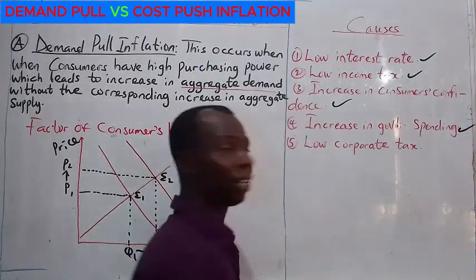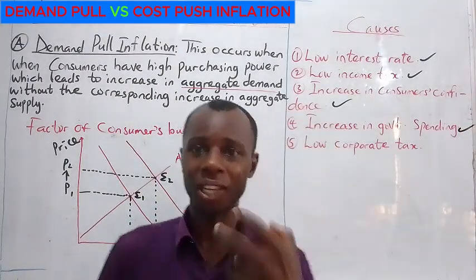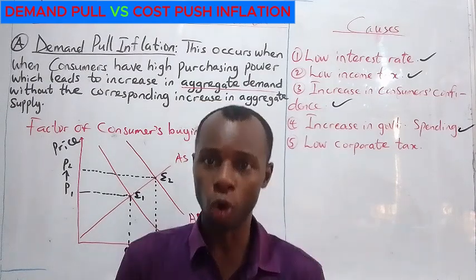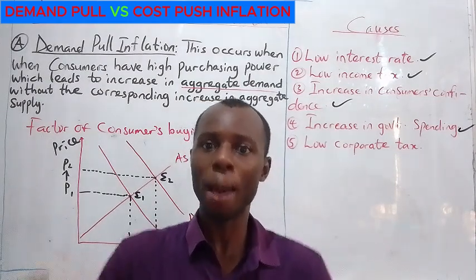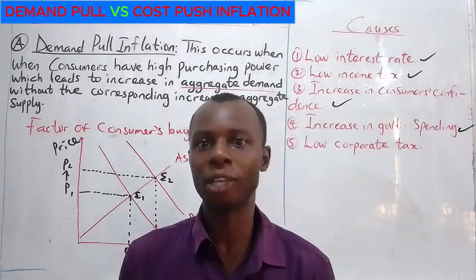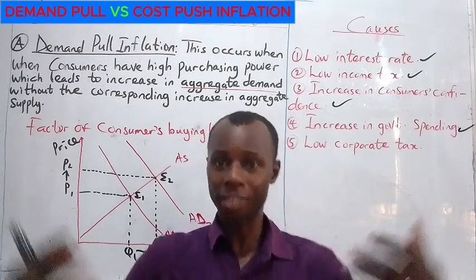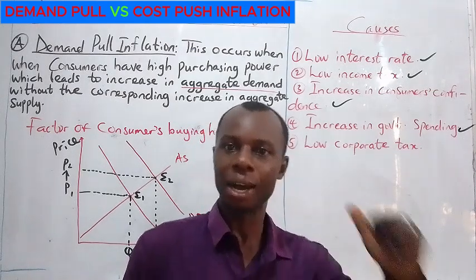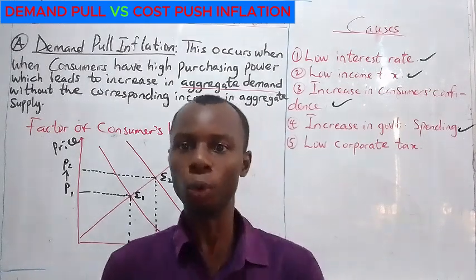Another one is low corporate tax. That is the tax that government charges companies. If this is also low, these companies are able to pay more in terms of salary, and their workers have more money to spend. This can also trigger demand pull inflation.